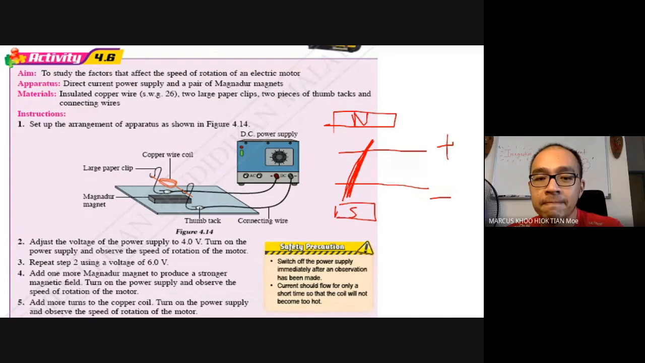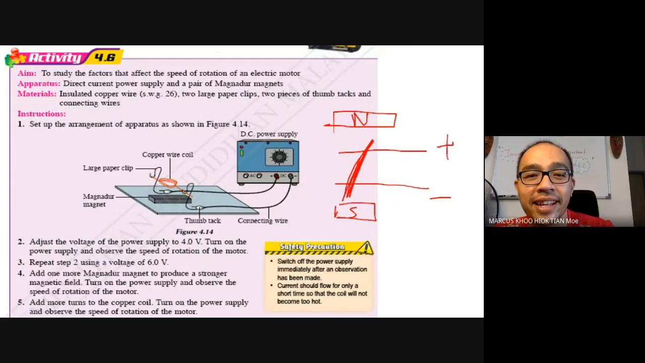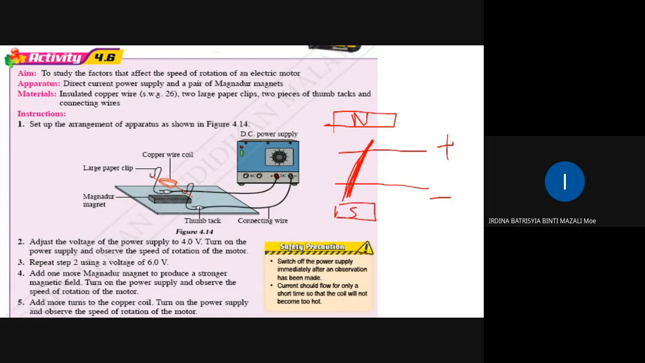Left. How do you get left? Using the Fleming left-hand rule. You sure it's left-hand? Yeah.